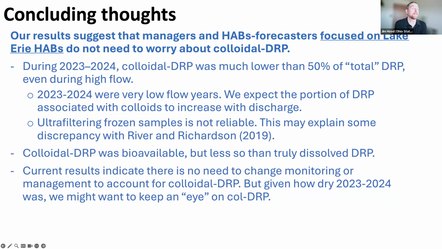One thing I really want to emphasize, because we have a lot of people from outside of the Lake Erie watershed coming here, is that these results apply to this watershed. I wouldn't go over to a watershed in the Mississippi Valley and just assume that colloidal DRP would not be important there. I think it's something particular about the Maumee watershed that's leading to these low concentrations.